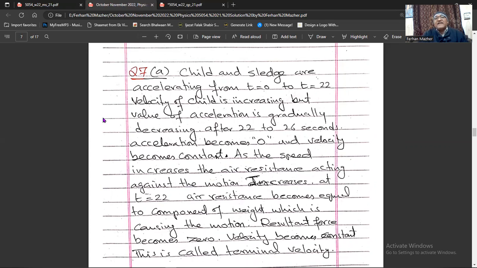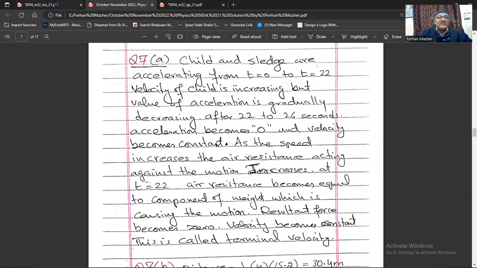As the speed increases, the air resistance acting against the motion increases. At t equals 22, the air resistance becomes equal to the component of the weight which is causing the motion. The resultant force becomes zero at that point when the forces are balanced. The resultant force becomes zero, velocity becomes constant. This is called the terminal velocity.